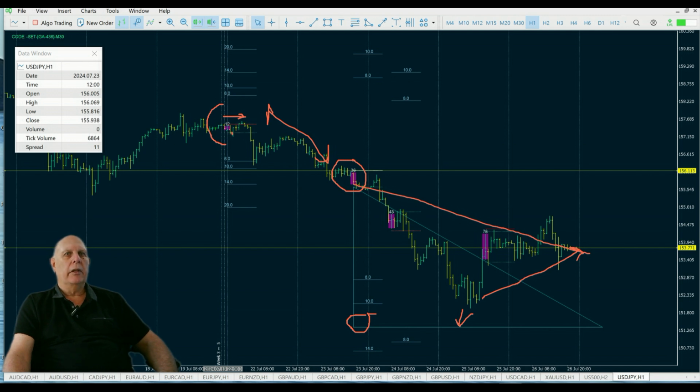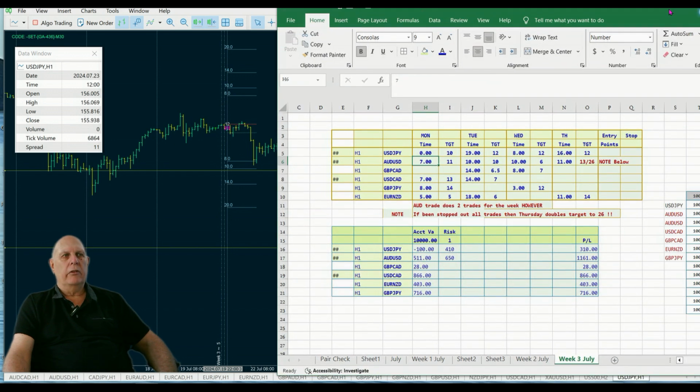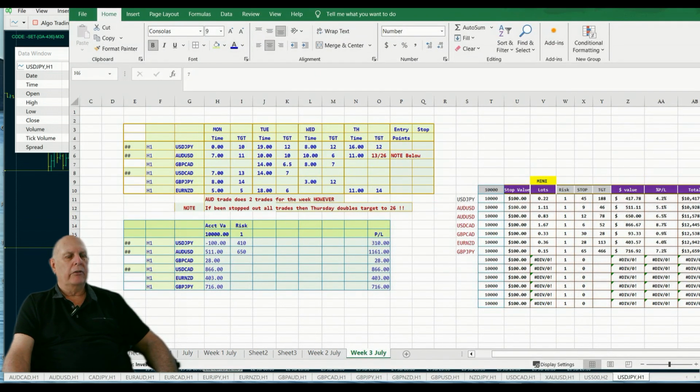And by doing that, this is our scenario. So we've lost 100 and we banked 410. We still made 310 profit. So this is a $10,000 account we're working on here, 1% risk. Now, you can start these possibly a little bit less and go up.